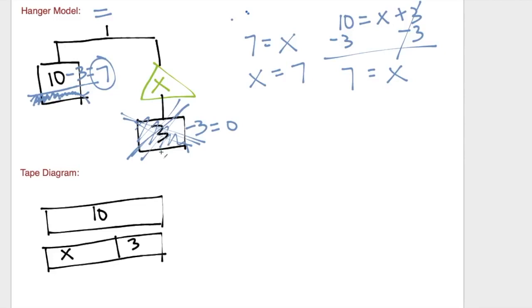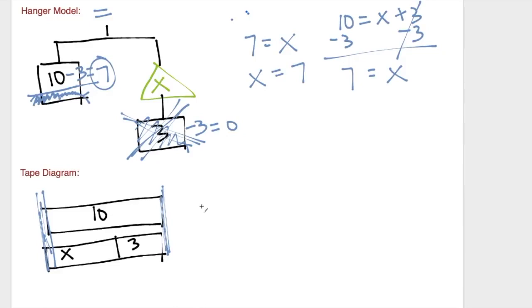Tape diagram, on the other hand, very easy to draw. You guys have experience with tape diagrams, but the equal sign is a little different. Normally the equal sign is in the middle. Here we have the same exact problem again, but if you notice, instead of having different sides, we have different strips. So we have one strip that's equal to 10, just like how one side is equal to 10, and we have another strip that's equal to x and 3 combined. So here the equal sign is that they're equal in length. They should be the same length.